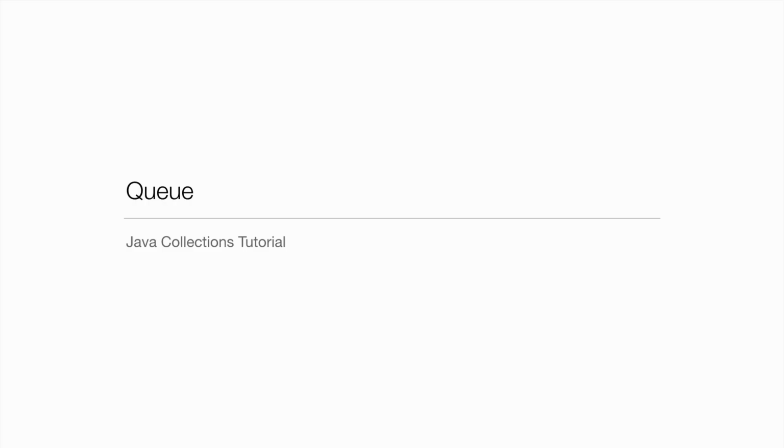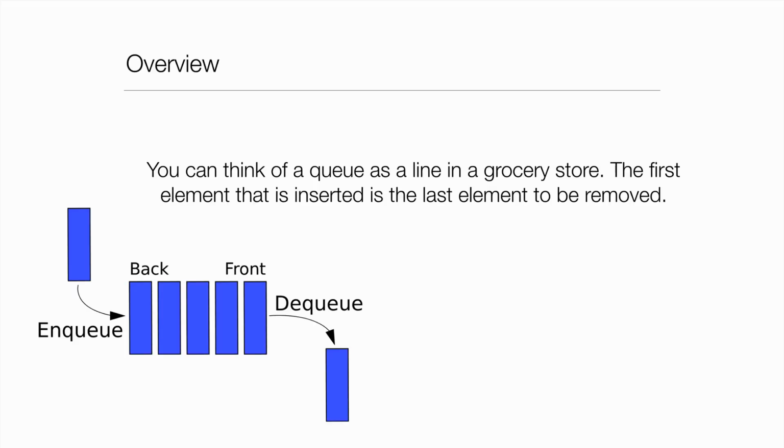Hello there, and welcome back to this Java collections tutorial, where today we're going to be going over the queue interface. So if you don't know what a queue is, we can take a look here. You can think of a queue as a line in a grocery store. So the first element that is inserted is the last element to be removed.